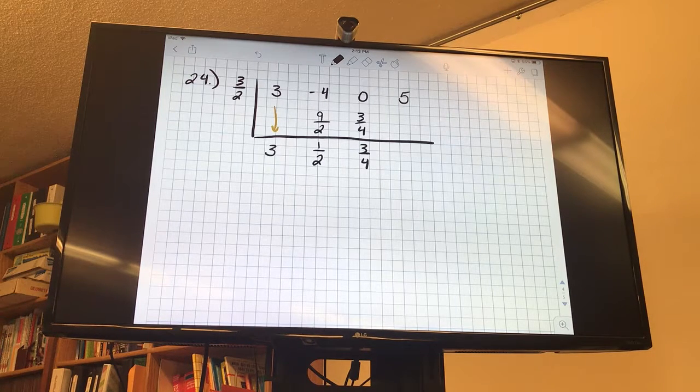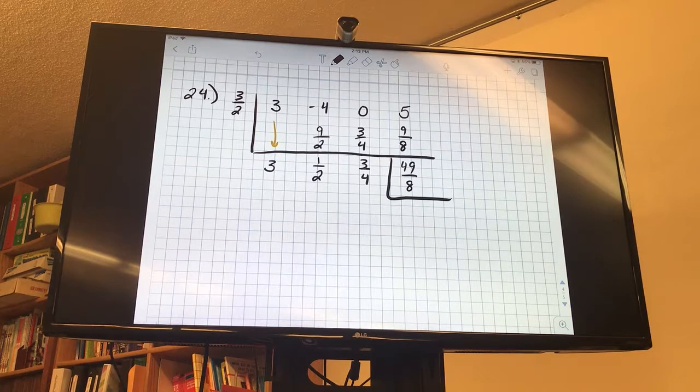Then we multiply that 3/4 by 3 halves, and that's 9/8. And you add that to 5, and that ends up giving me 49/8. So this last bit is the remainder. The original divisor was x minus 3 halves, so my quotient is going to be an x squared term: 3x squared plus 1/2 x plus 3/4, and then plus 49/8 all over my divisor, which is x minus 3 halves.